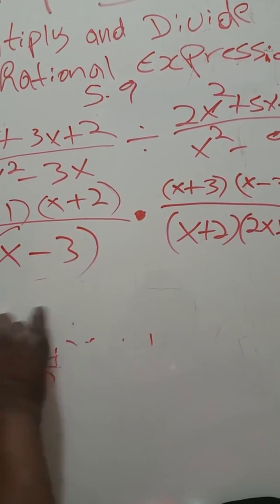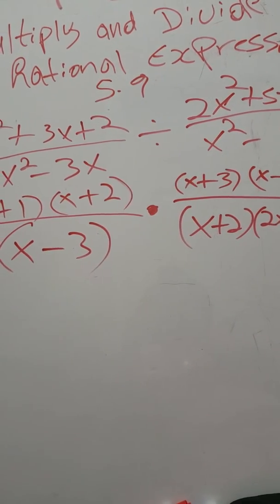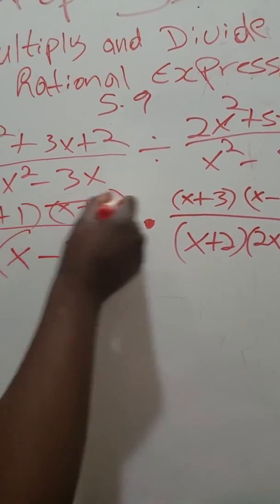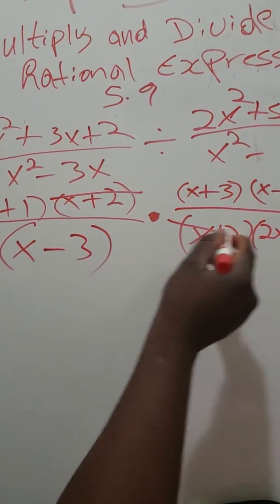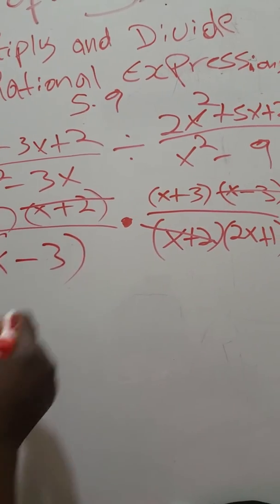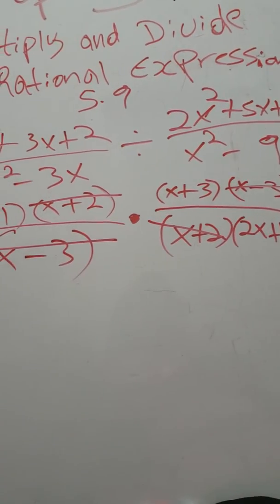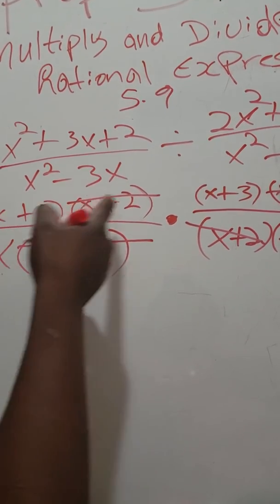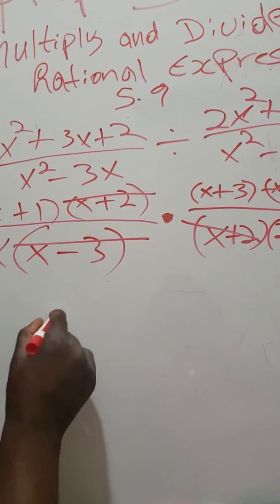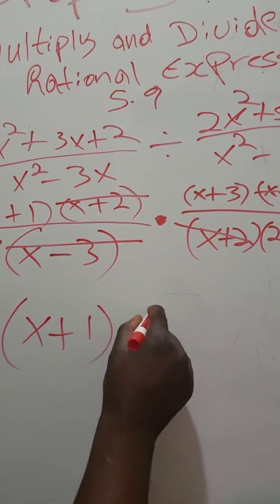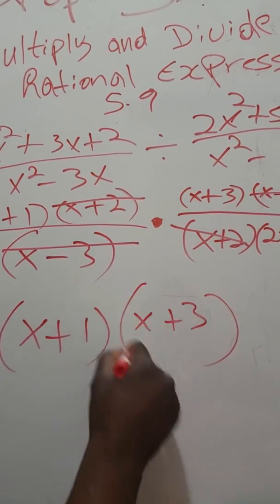So now we can erase these, and let's concentrate on simplifying the top. What you're going to notice, you have an x plus 2 here. Well, guess what? There's an x plus 2 here as well. You're also going to notice that you have an x minus 3 here. Well, guess what? You have an x minus 3 here as well. So on the top, the only thing you have left is x plus 1 times x plus 3. That's what you have left on the top.